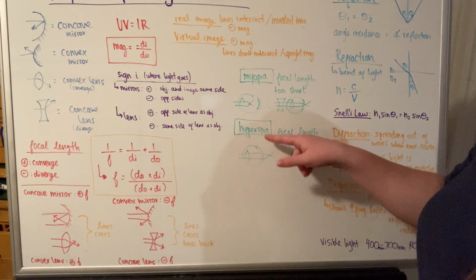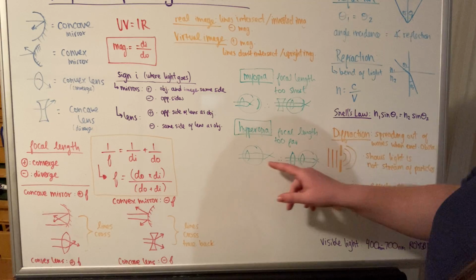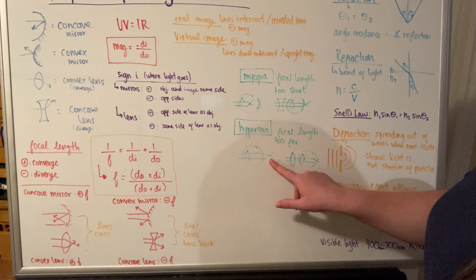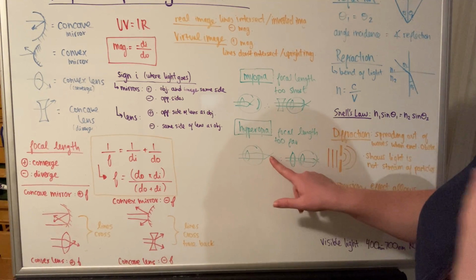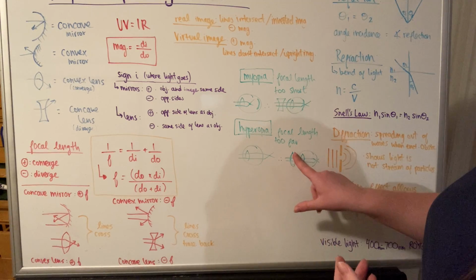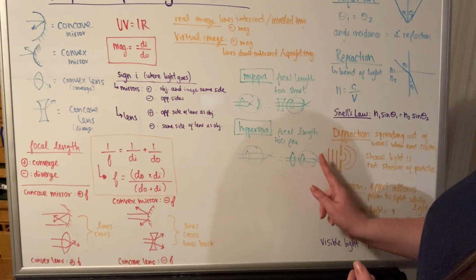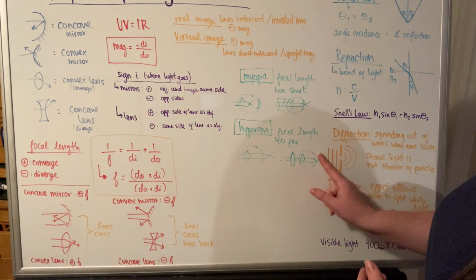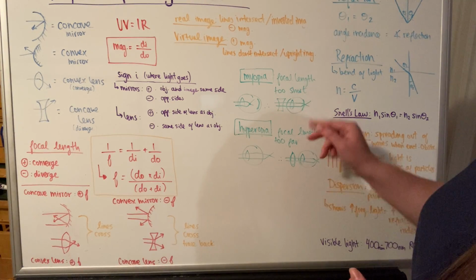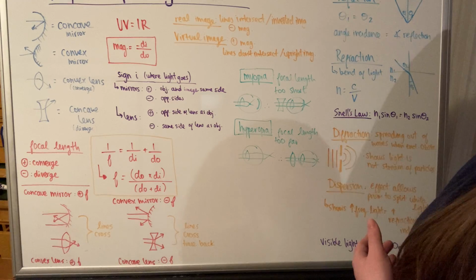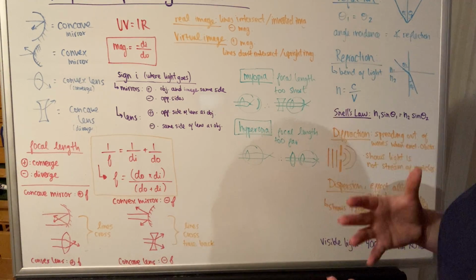Then we also have hyperopia, which is when the focal length is too far, right? It's too far past your retina, so you can't really see, which is why you would use the convex lens, which would bring that focal point onto your retina. So those are the two different ways that people use glasses for their vision problems.